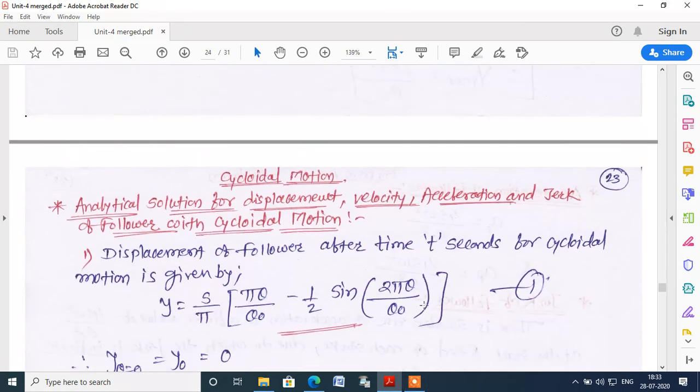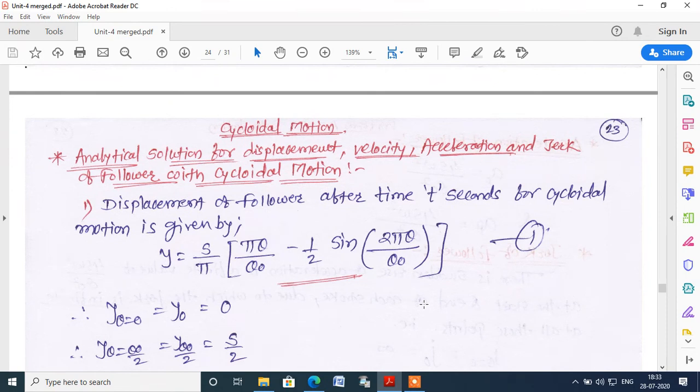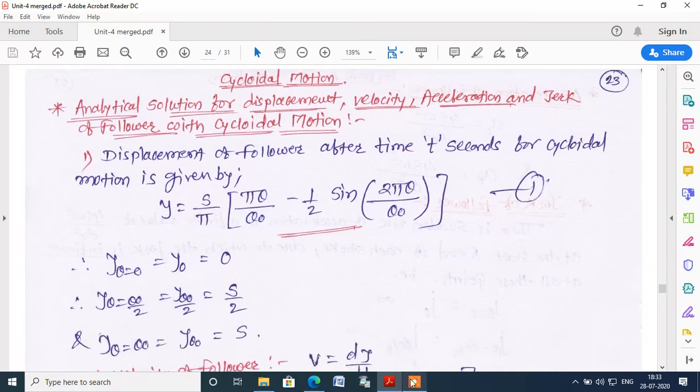And the last one is the analytical solution for displacement, velocity, acceleration and jerk of the follower, with the last motion being cycloidal motion. Here we have to see what the displacement, velocity, acceleration and jerk are for cycloidal motion in the next class.